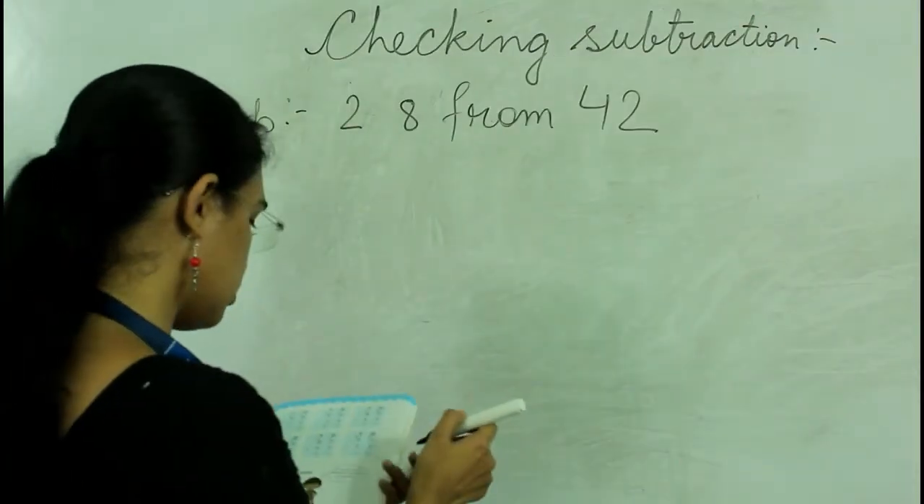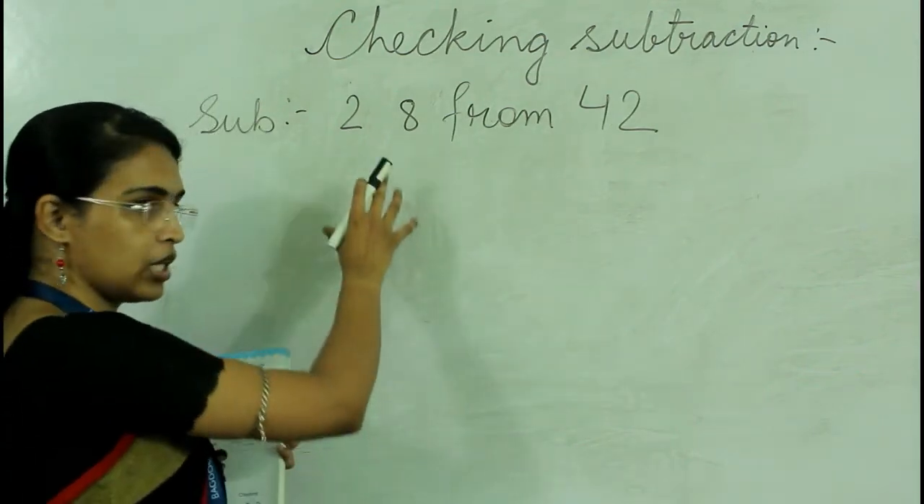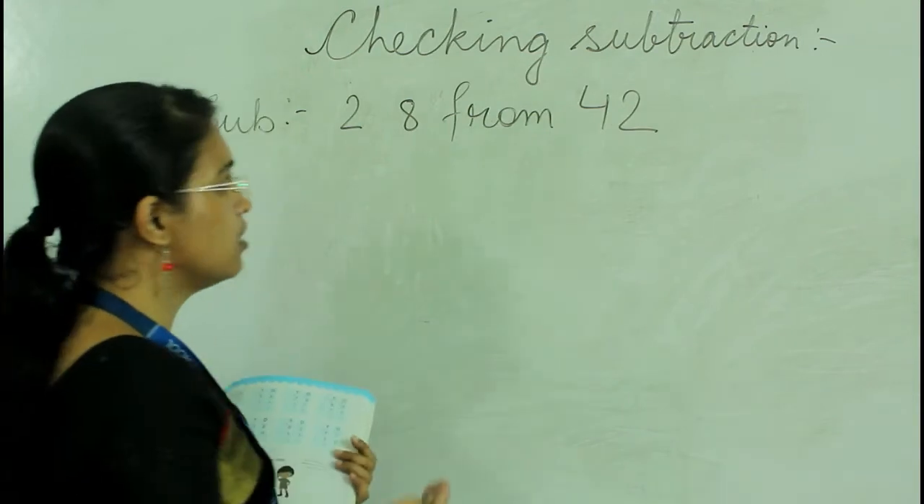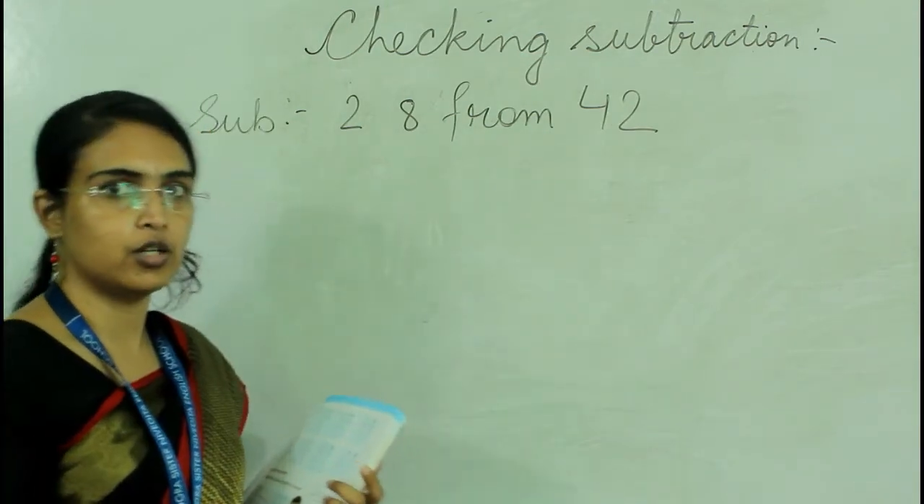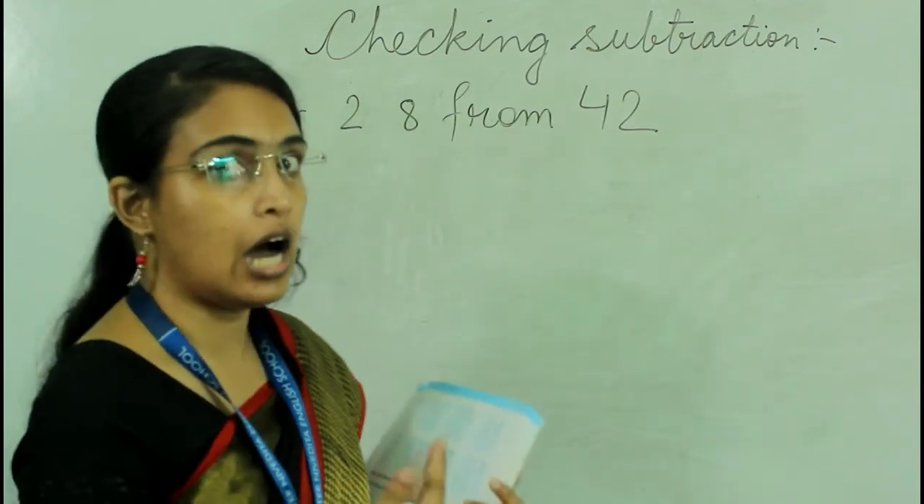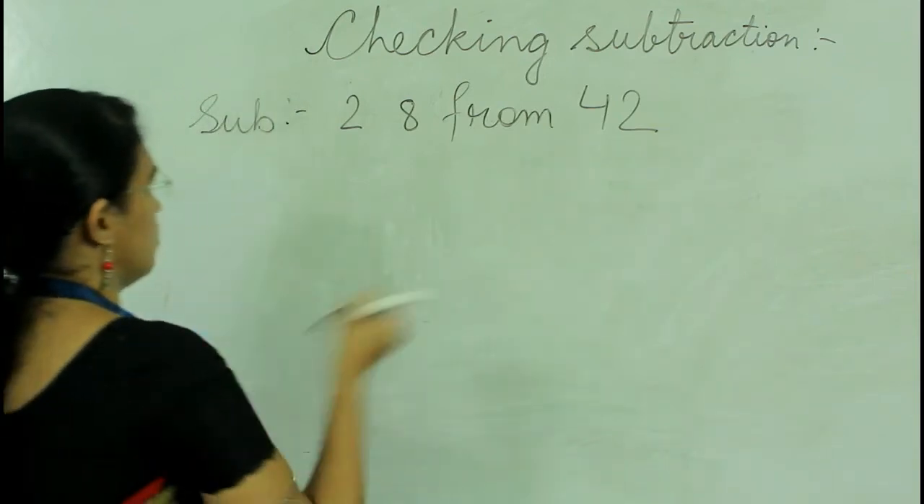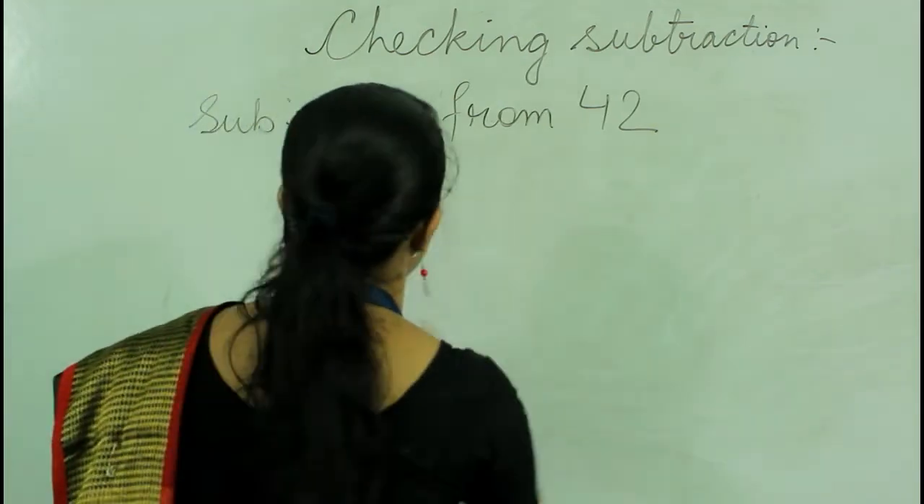Okay, now we will do checking subtraction. We have to subtract the numbers, then check whether the subtraction is right or wrong. You can also check whether your answer is right or wrong. How? Let's see. Here we have to subtract 28 from 42.